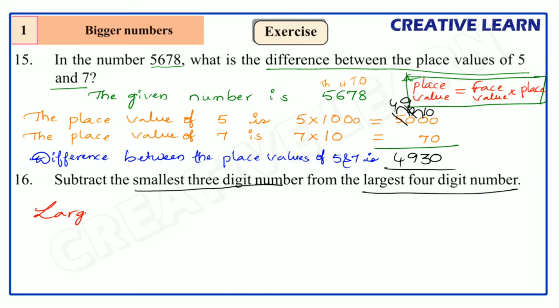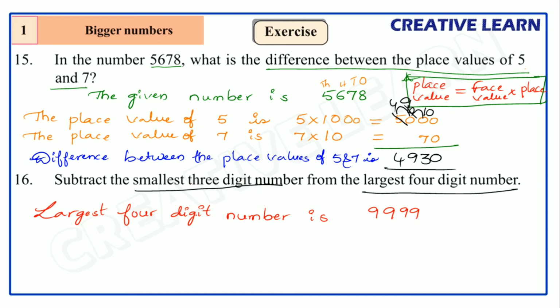The largest 4-digit number is, while we have to write the largest 4-digit number, we have to take the largest digit. So what is the largest digit? That is 9. And here it is clearly mentioned 4-digit number, so write 9 four times. This is the largest 4-digit number.